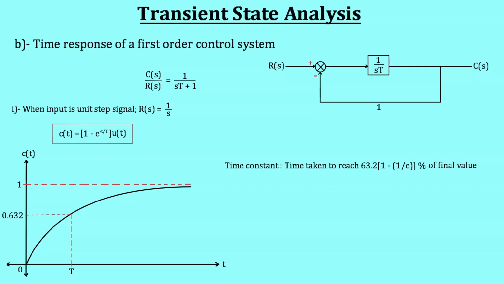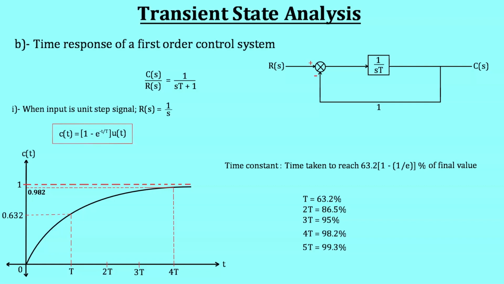As we know already, the time constant of the response is the time taken to reach 63.2% or 1 minus 1 upon e times the final value. Similarly, if we take t equal to 2 times the time constant, the output will reach 86.5% of the final value. Similarly, at 3 times the time constant, the response will reach 95%. The same way, when time is equal to 4 times the time constant, the response will reach 98.2% of the final value, and so on.